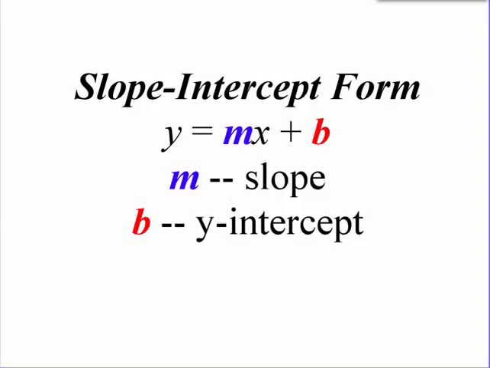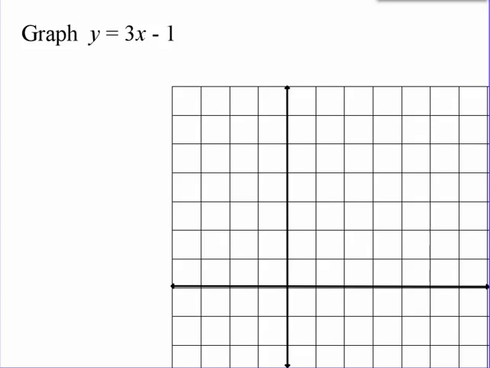Okay, so very first, slope-intercept form, remember y equals mx plus b. M is the slope and b is the y-intercept, and we use slope-intercept form to graph lines. So, the first one we're going to look at, and you can follow along on the sheet that you were given, y equals 3x minus 1.